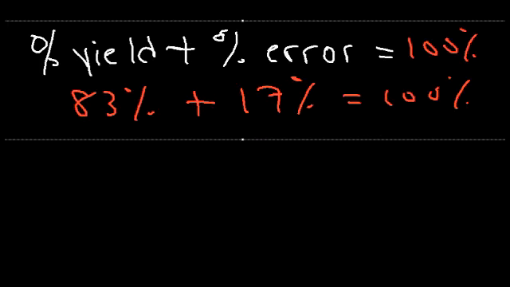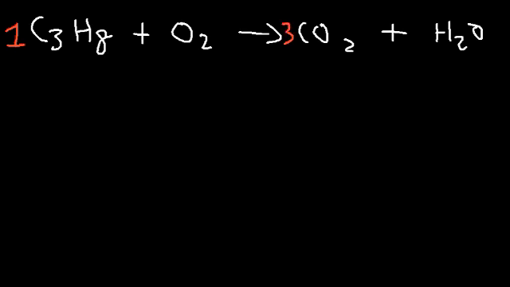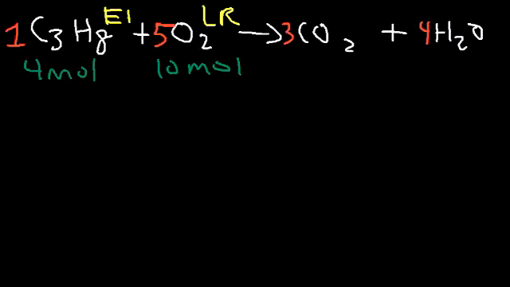So now let's go back to our reaction. C3H8 plus O2, and that turns into CO2 and water. And this was 1, this was 3, that was 4, and this was 5. And we had 4 moles of propane and 10 moles of oxygen. Now we said that oxygen was the limiting reactant, which means that propane is the excess reactant. So let's say if this reaction is complete, and let's say that percent yield is 100%. How many moles of the excess reactant remains?